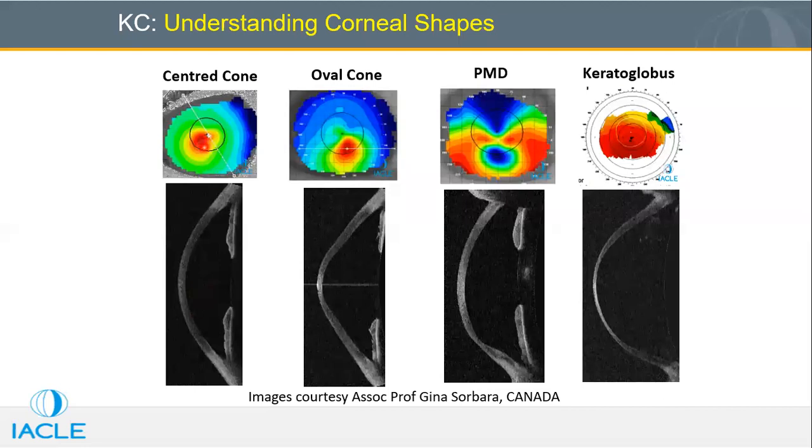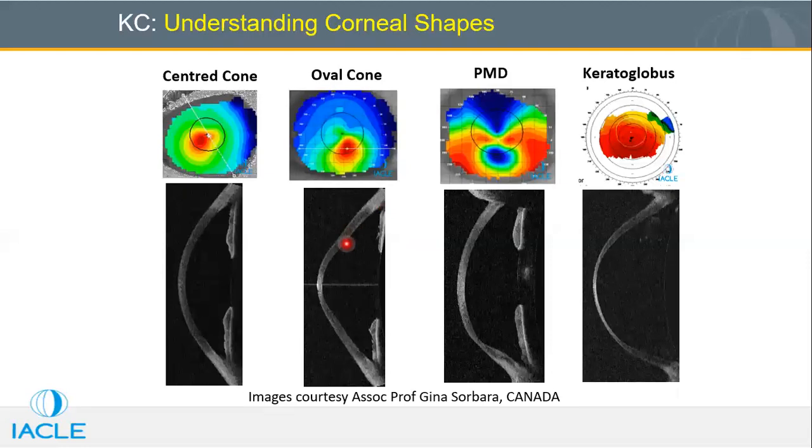Here most of the part of the cone, and the steepest part of the cone, the color that we are seeing, is in the central 2 mm. That's why it's categorized as the central cone or nipple cone. If you see the oval cone, it is more a kind of shifted inward nasally, or in some cases it is shifted temporally. Mostly the shifting is towards the temporal area.